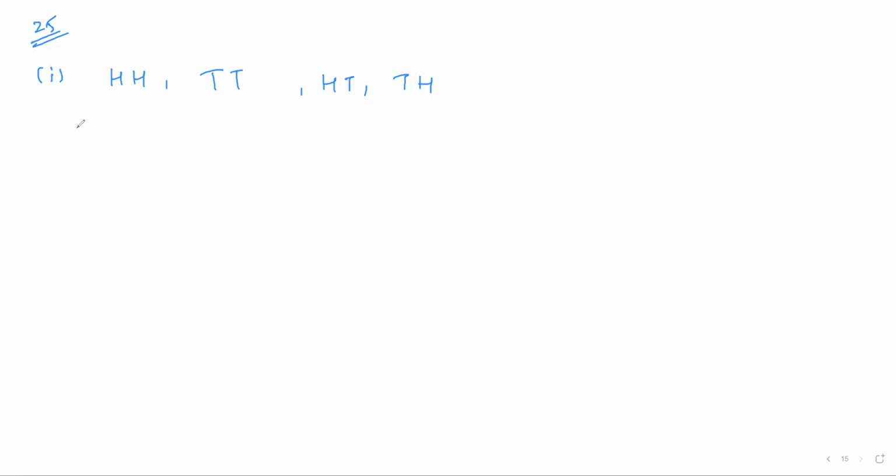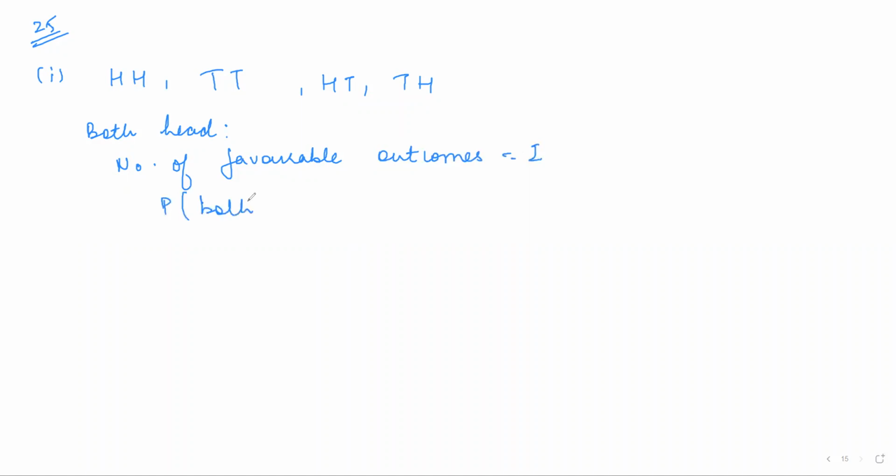How can I write? Like both heads, right? If I'm taking this case where I'm having both heads, the number of favorable outcomes are how many? Only one, right? So the probability of both heads will be 1 divided by 4, which is actually not equal to 1 by 3. According to the question, it is 1 by 3.